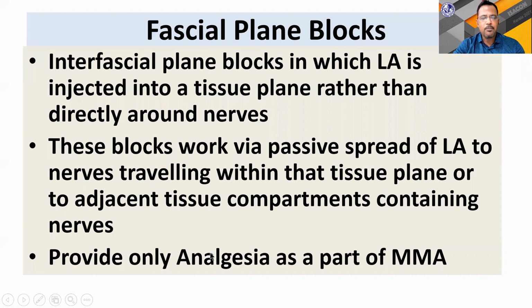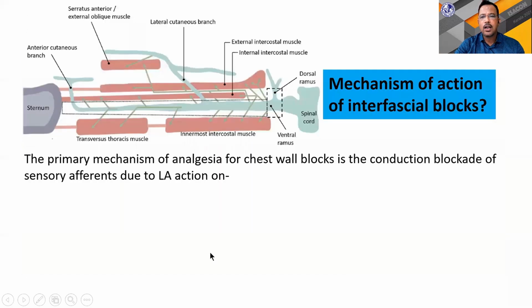Now, what are the fascial plane blocks? The interfascial plane block is one in which LA is injected into a tissue plane rather than directly around the nerves. These blocks work by the passive spread of LA to the nerves traveling within that tissue plane, or to the adjacent tissue compartment containing the nerves. And they only provide analgesia as a part of multimodal analgesia.